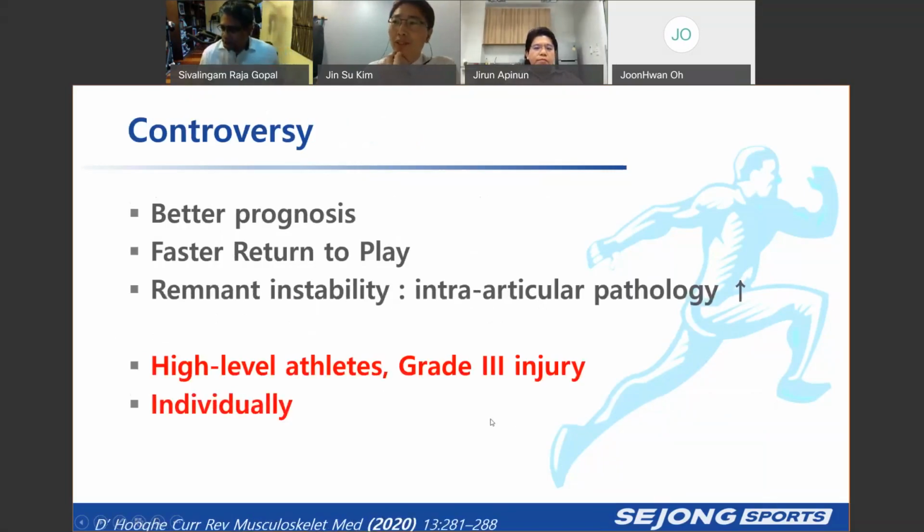So usually conservative treatment looks better than operation, but we have controversy. Nowadays, every expert agrees about operation in high-level athletes with grade 3 mechanical injury. So experts say that we should decide on the operation individually.